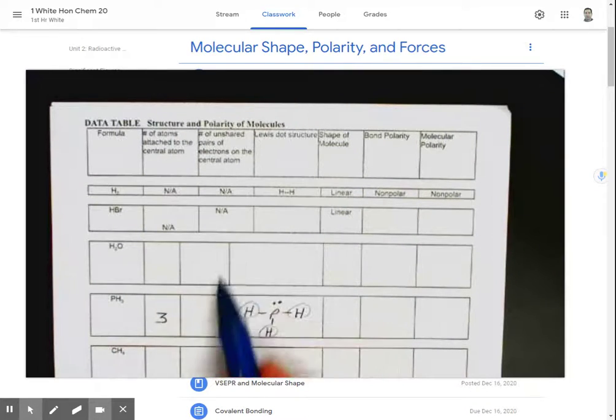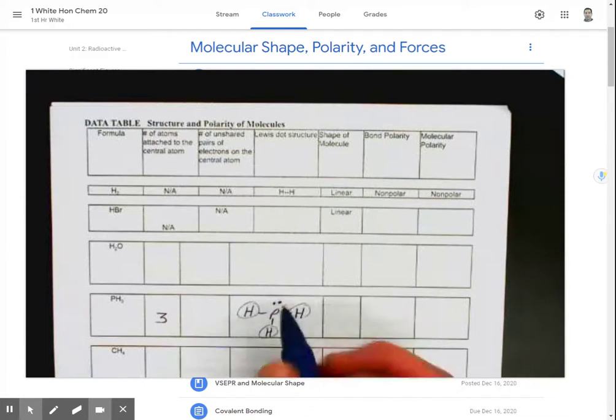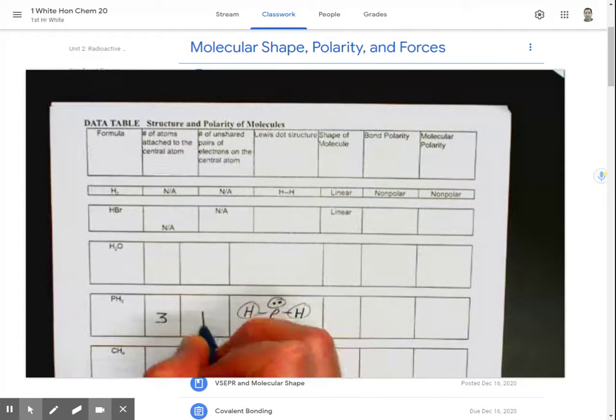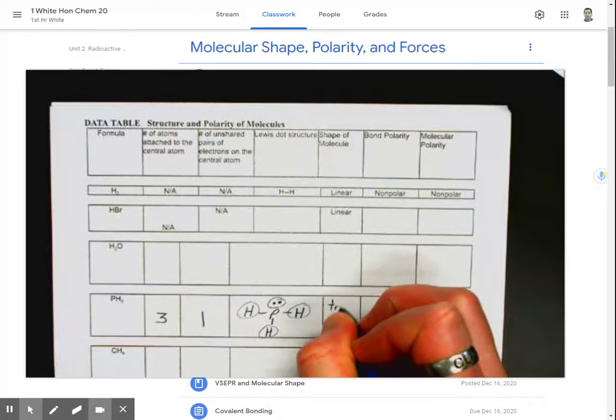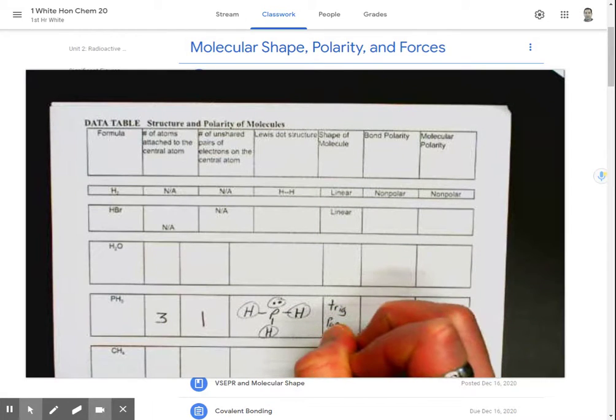The second box is the number of unbonded electron pairs, the dots that aren't involved in bonding, so lone dots on the middle atom. As a pair, I have 1 pair of dots. It's 2 dots, but it's 1 pair, so my numbers are 3, 1. From the Quizlet that you're supposed to be practicing, you know that a 3, 1 is a trigonal pyramid.